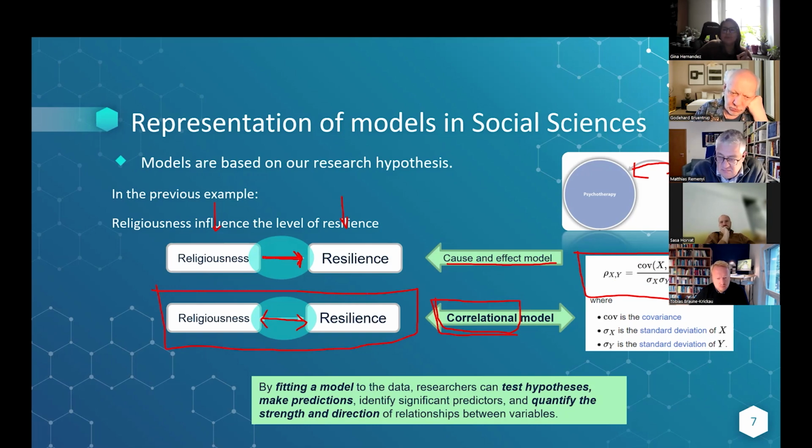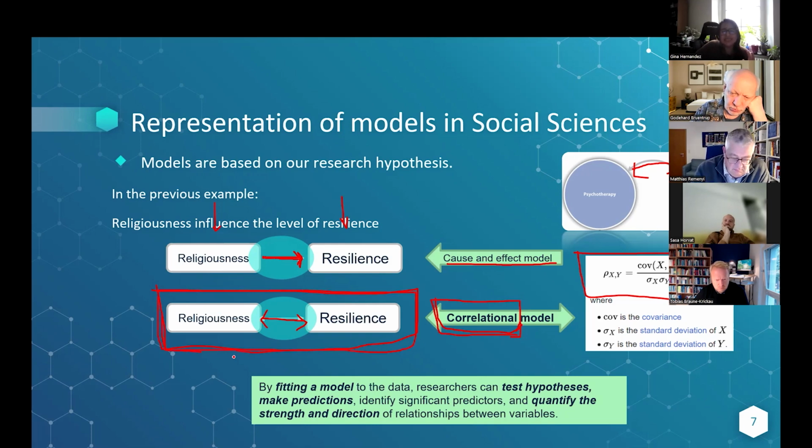So if you input this in Excel, you will have a result which is an R, because the correlational model is using Pearson R. Or if you input this in Amos, for example, you will have the same result. You will have the R and you will have your p-value.